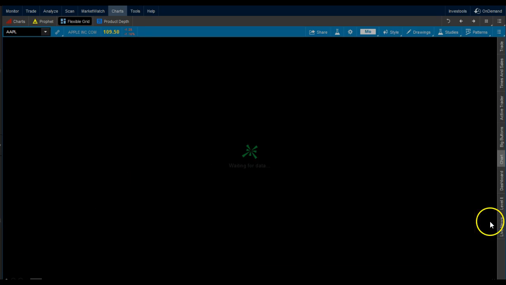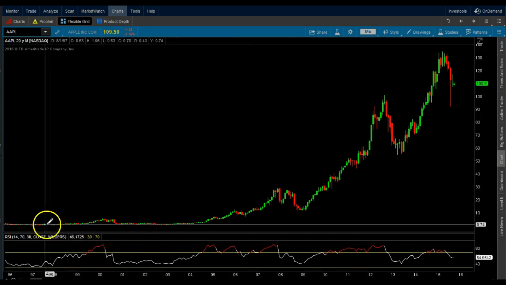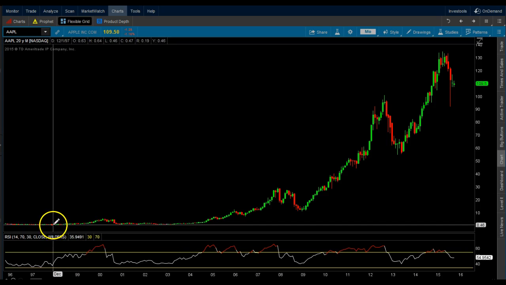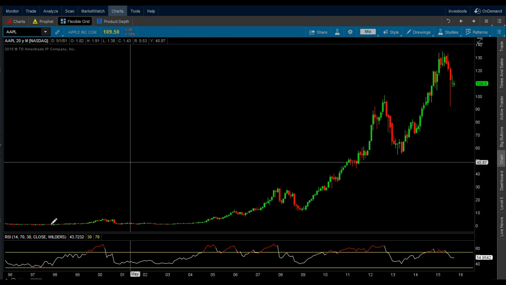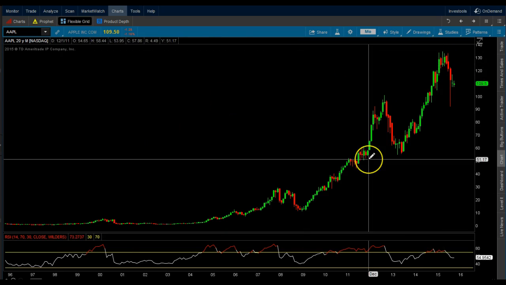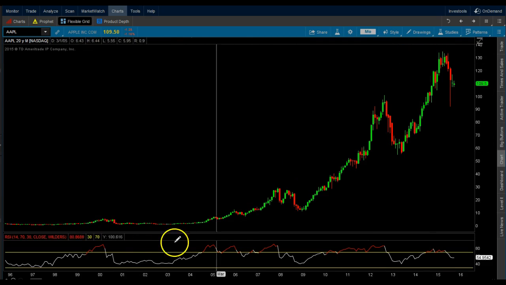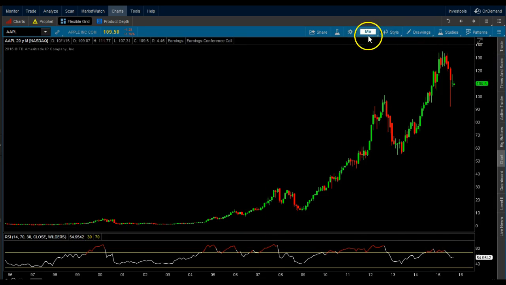And then we could go all the way out. We'll go 20 years on the monthly chart to see what Apple's really done, right? Back in 1998, Apple was a 60-cent stock, right? Now it's a $140 stock, or was $140 at the highs. Okay, that's a pretty good return. That's the long-term buy and hold.